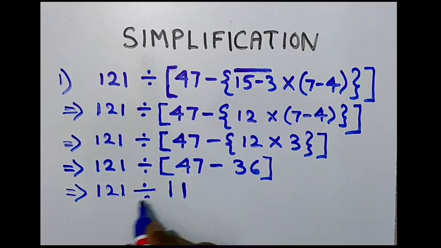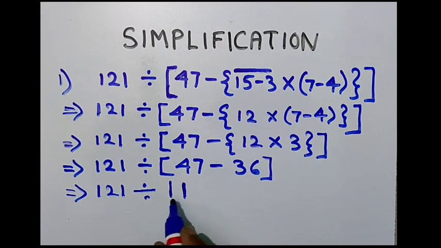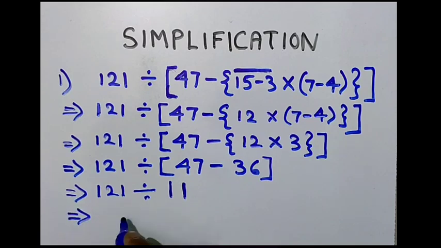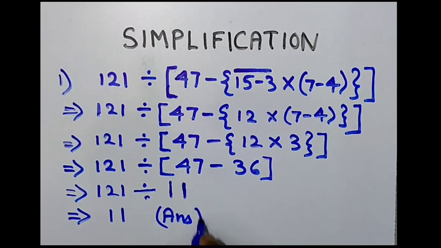Now we are just left with division. If there were multiplication, addition, you know the order, you can simply use that order. So 121 divided by 11 will give us 11. So 11 is the answer. So I hope this is clear to you.